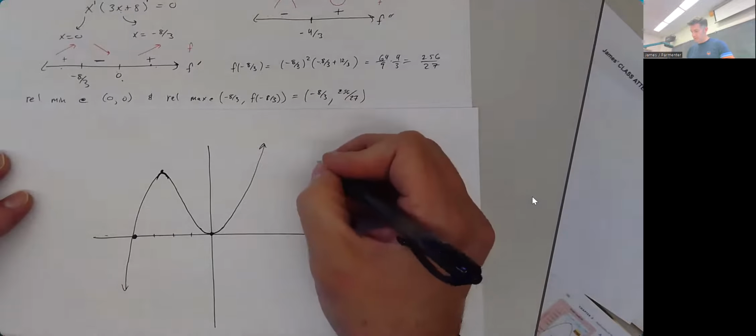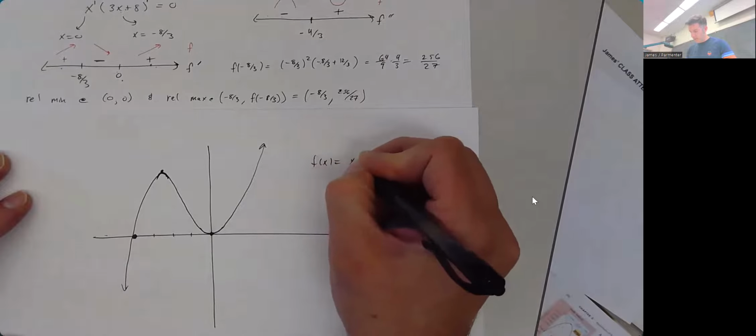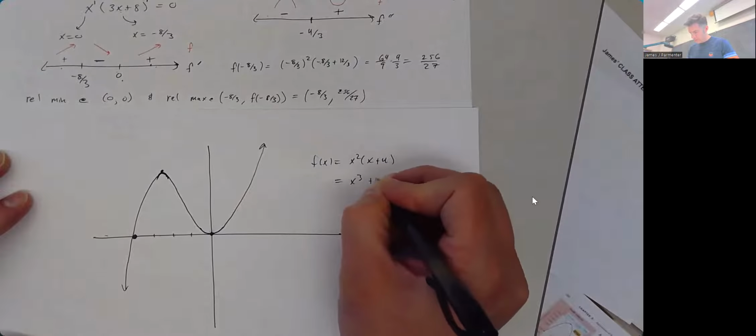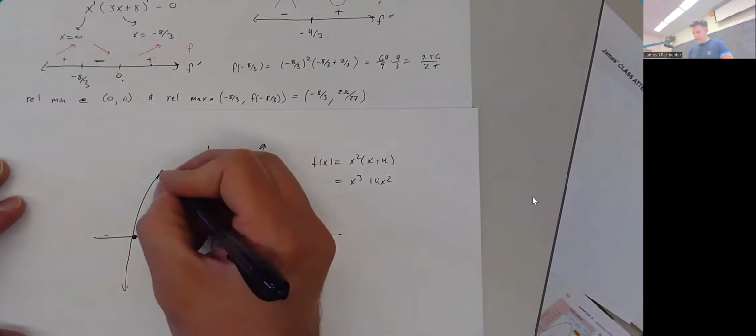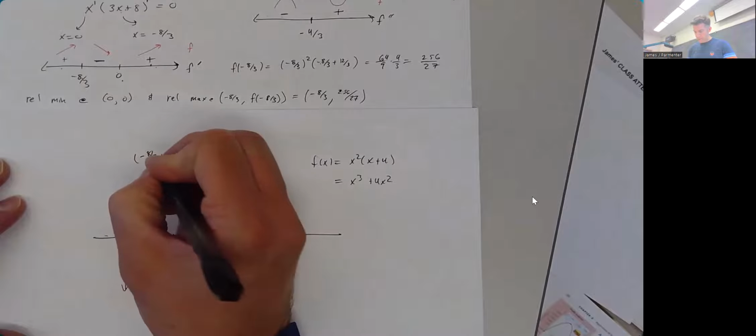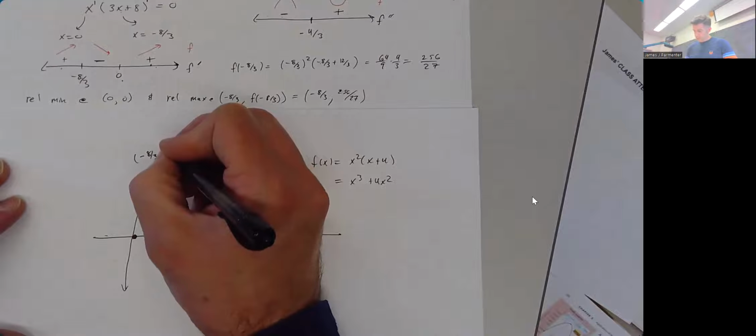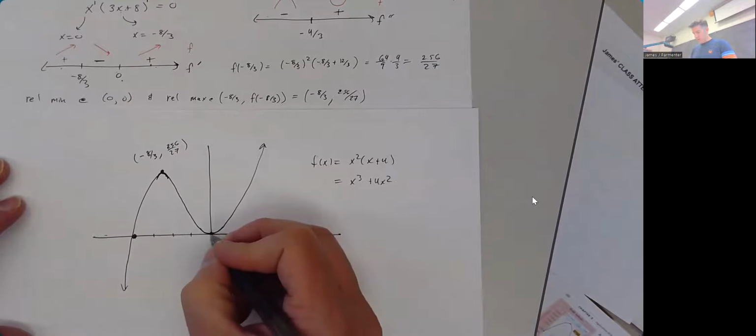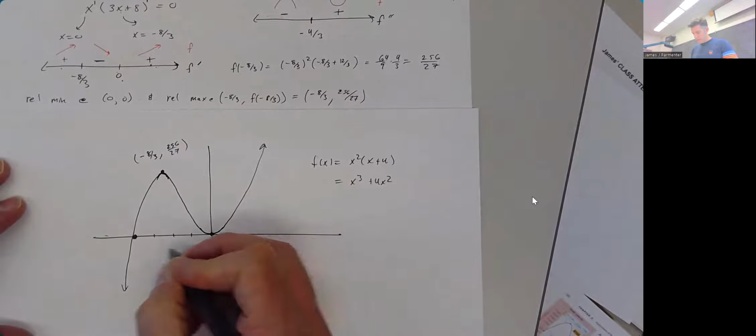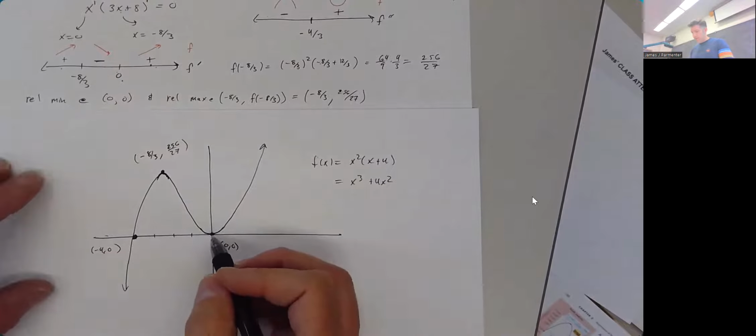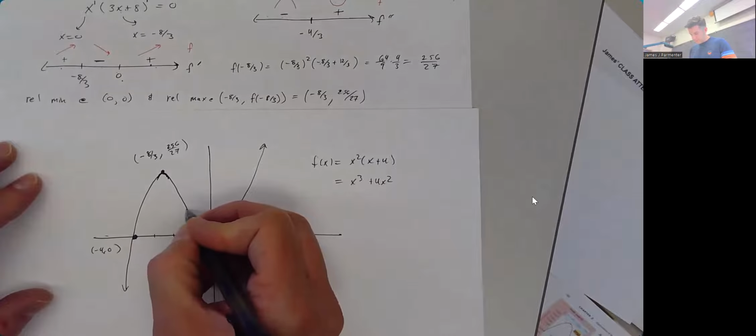Here is our function. f(x) equals x squared times (x plus 4), or x cubed plus 4x squared. We have our relative maximum at (-8/3, 256/27). We have a relative minimum at (0, 0). We have an x-intercept at (-4, 0). And we have our inflection point at right about there.